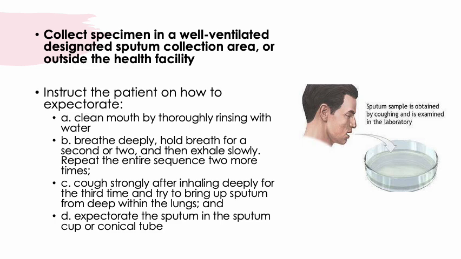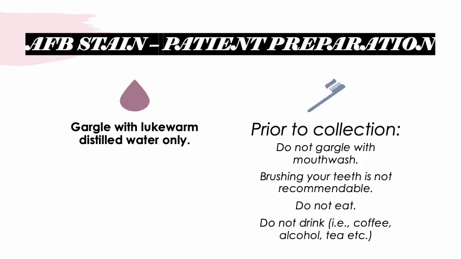Breathe deeply, hold the breath for a second or two, and then exhale slowly. Then repeat the entire sequence 2 or more times to induce the coughing mechanism. Now cough strongly after inhaling deeply for the third time, and try to bring up the sputum from deep within the lungs. And expectorate the sputum in the sputum cup or conical tube. The cup should be a screw type and wide mouth.